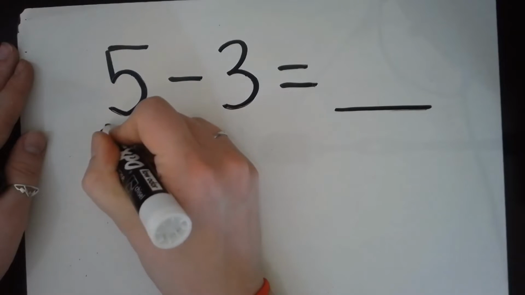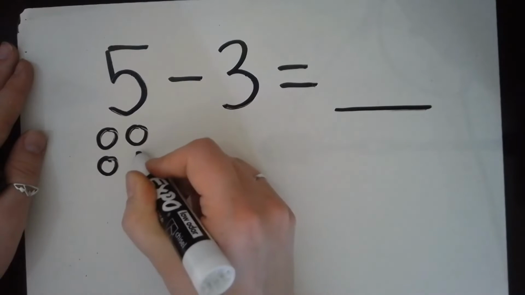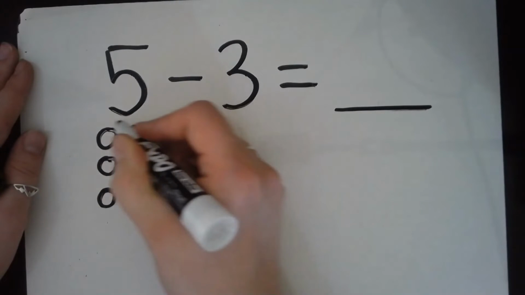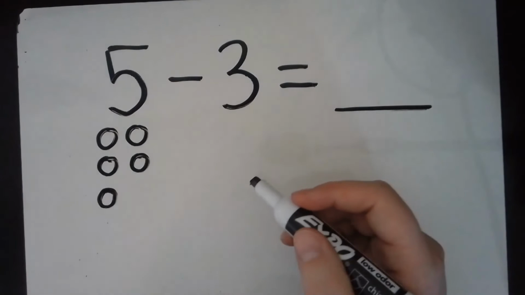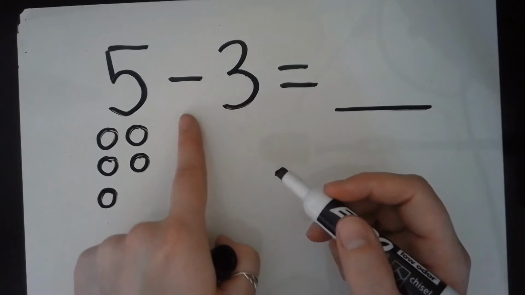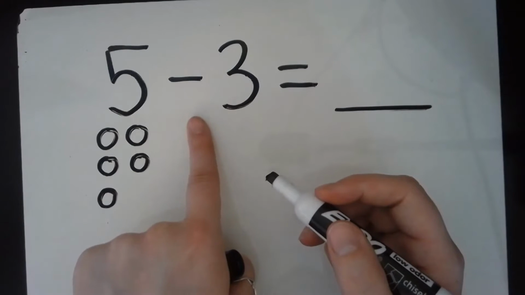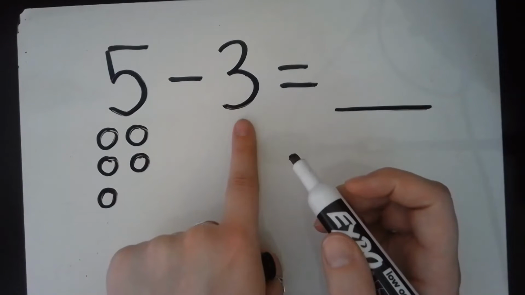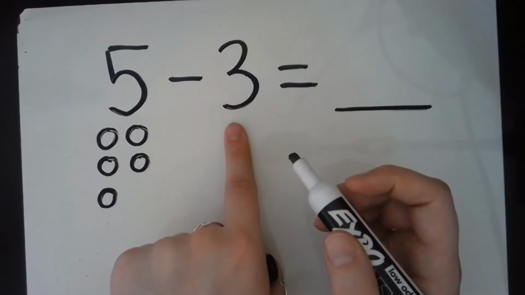So I'm going to draw 5. 1, 2, 3, 4, 5. There's my whole. I have 5. Now I need to figure out how many I have to take away. And remember that minus sign means take away. So take away 3. Okay, then 3 is next to the minus sign. So that means I'm going to take away 3.